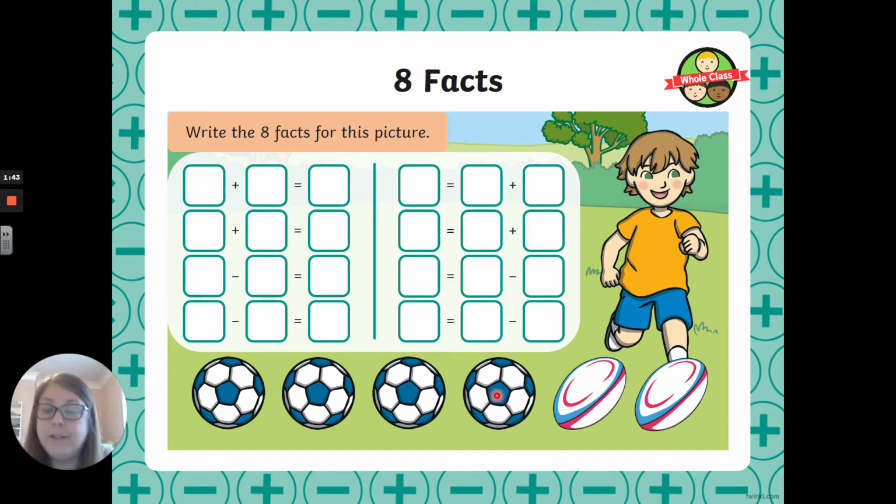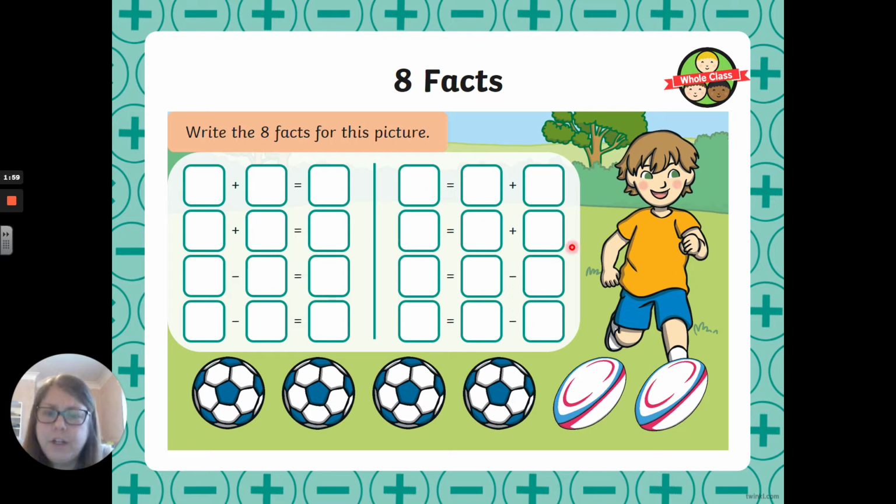Our parts, 4 and 2. What is our whole then? Remember, the whole is all of them all together. And we know 4 and 2 makes 6. 1, 2, 3, 4, 5, 6. So your numbers are 4, 2 and 6.